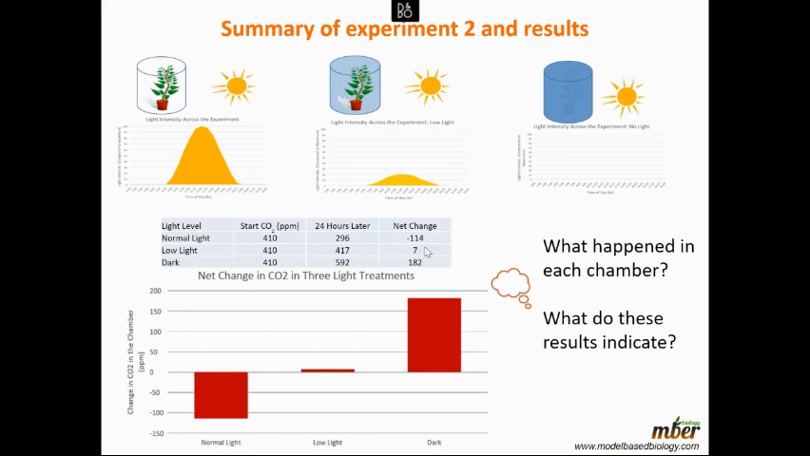Low light, it also went down, but there was still, or no, sorry, it didn't go down. It went from 410 to 417. So the net change was positive. So it increased 7 parts per million. And then in the dark, it also increased. So, and then here's a graph of that showing in just a different way. So be sure to answer then those questions on your Google Doc.